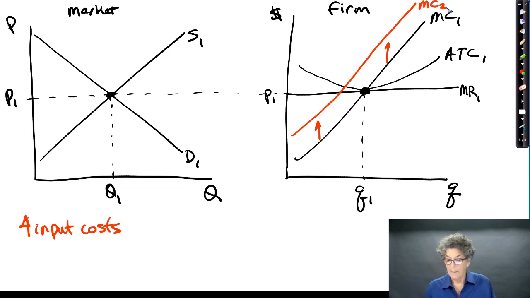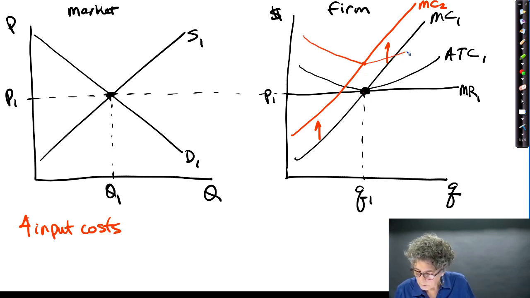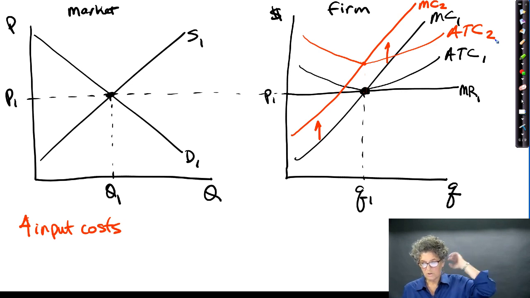MC2. And not only does the marginal cost curve shift up, but my average total cost curve is going to shift up as well. The minimum is still going to be at the old quantity, the same quantity as before. So the average total cost curve shifts up, the marginal cost curve shifts up. Those things are trying to shift up by about the same amount. And so we've got this shift up of ATC and the shift up of the marginal cost curve.